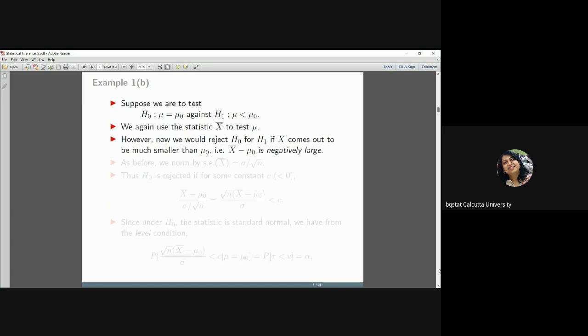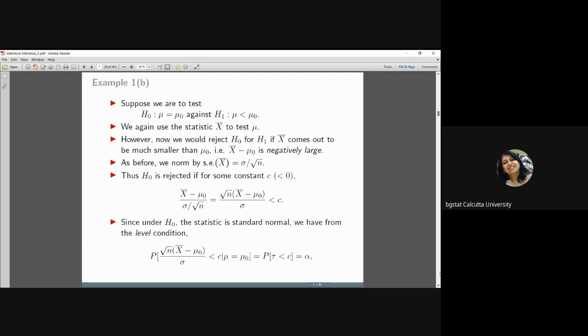Okay, so let's move on to example 1b, where we now want to test mu equal to mu naught against another composite alternative. But this time, under the alternative, we assume that mu will be less than mu naught. So again, we use x bar and the difference, x bar minus mu naught. But in this case, if the alternative is correct, we expect that x bar on average will be smaller than mu naught. So x bar minus mu naught, we expect, will have a large negative value.